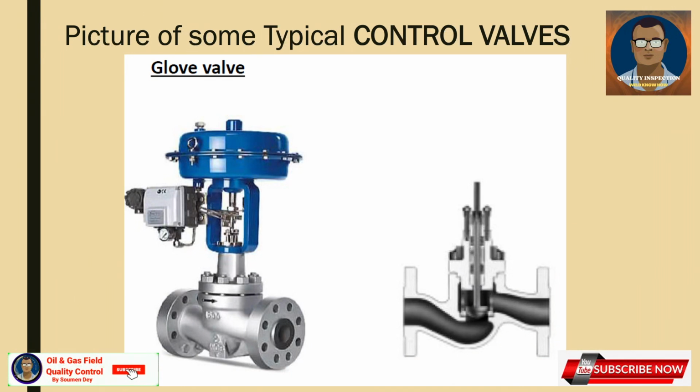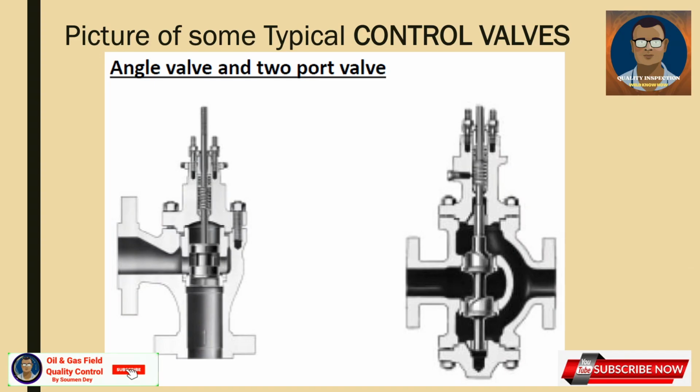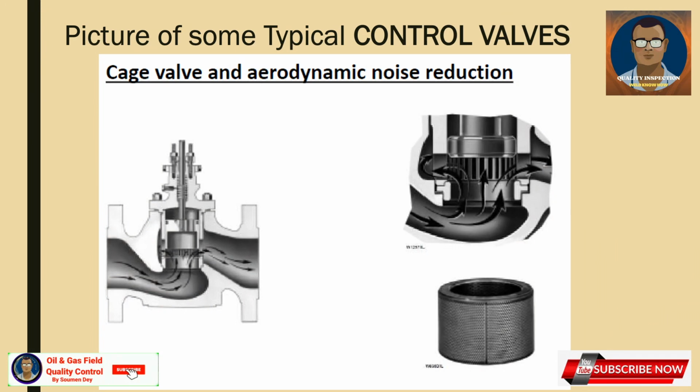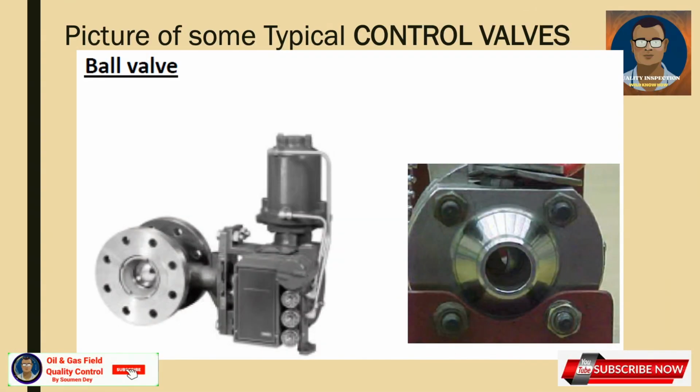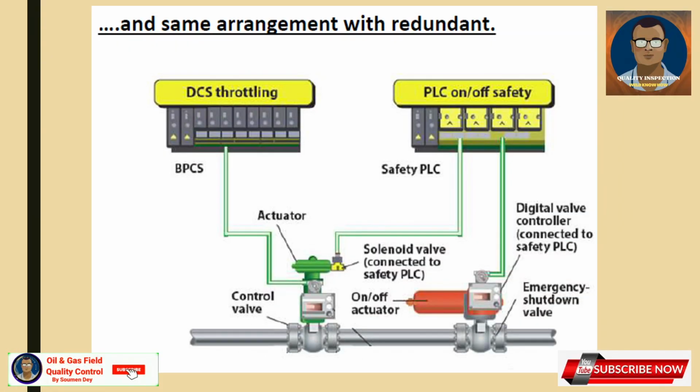Picture of some typical control valves. This is a globe valve, angle valve and two-port valve, cage valve and an aerodynamic noise reduction, butterfly valve, ball valve, control valve used as a shutdown valve.